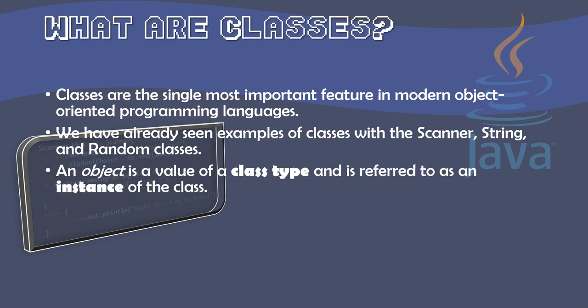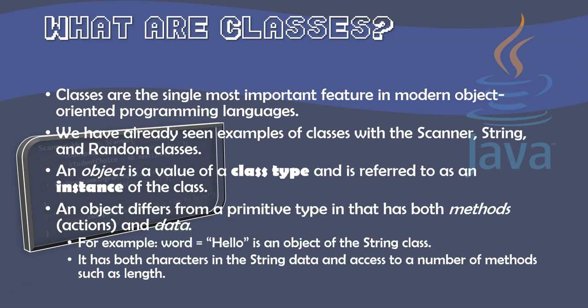those objects. Now, an object is a value of what's known as a class type, and is also referred to as an instance of that class. An object differs from a primitive type in that both methods, or actions, and data exist as part of that object. For example, we say word equals hello. Well, we are assuming that's a String type, and so it's going to be an object of the String class. If we look at what comprises it, it has data because it has characters in the string, and it's also going to have access to a number of methods such as length. So I can write out how long that is, or I can do things like toUpperCase or toLowerCase that can then compare or change those values that I'm looking for.